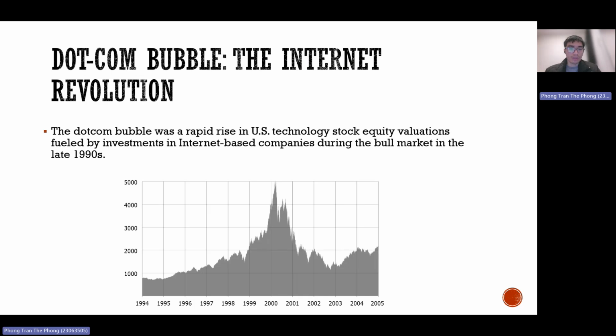So on to the next bubble, which is the dot-com bubble, the internet revolution. Here's a summary. It was a rise in US technology stocks in the late 90s.